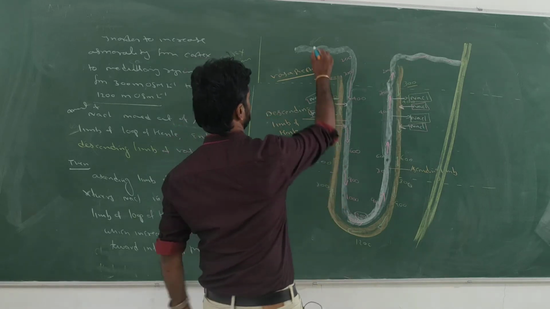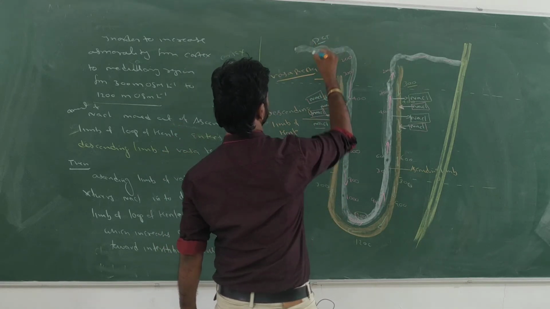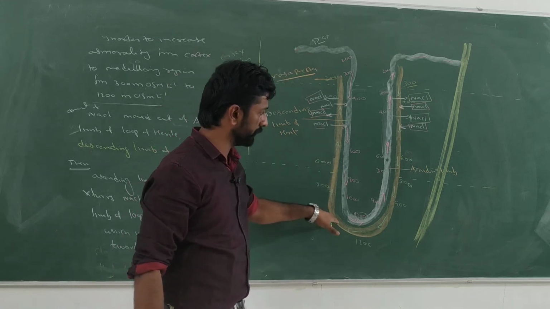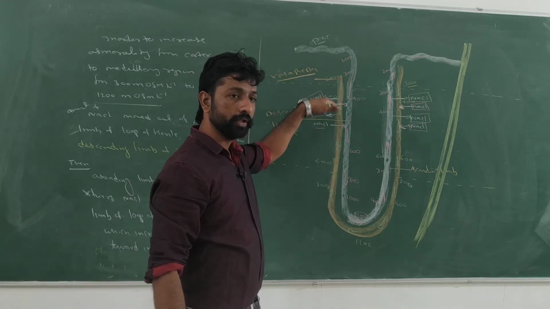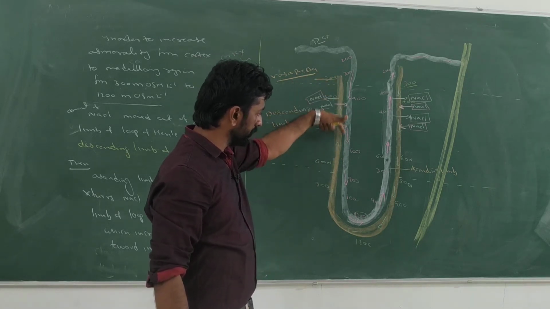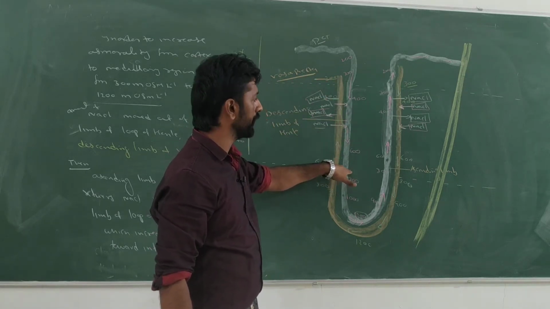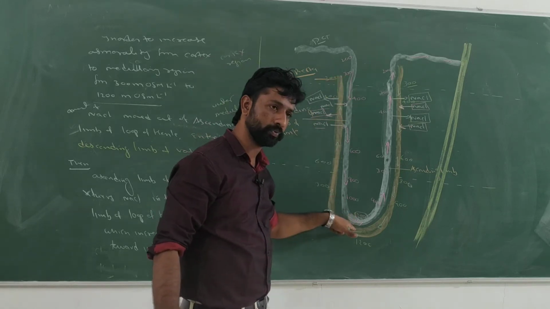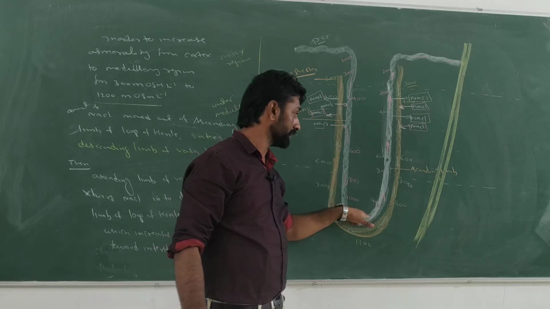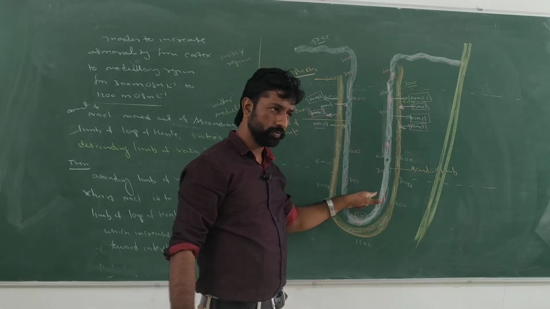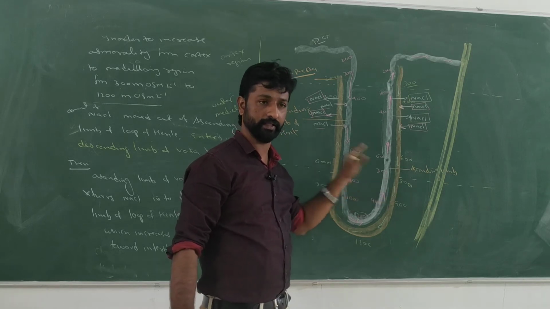What happens from the PCT, that is from the proximal convoluted tubule of the cortex region into the interstitial medullary region, it keeps increasing. So in the descending limb of the loop of Henle, osmolarity keeps increasing from 300 to 1200 up to the medullary region. But in the ascending limb of the loop of Henle, osmolarity keeps decreasing.